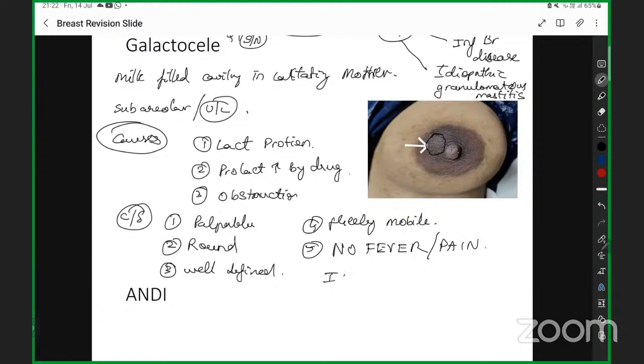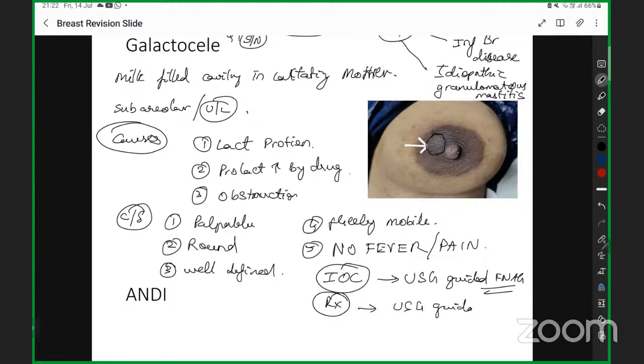Okay, so what is the investigation of choice? Remember, the investigation of choice is USG guided FNAC. And what is your treatment? Treatment is again USG guided aspiration. Now tell me, how does the fluid appear after aspiration? The fluid is going to be a thick, milky, white secretion.